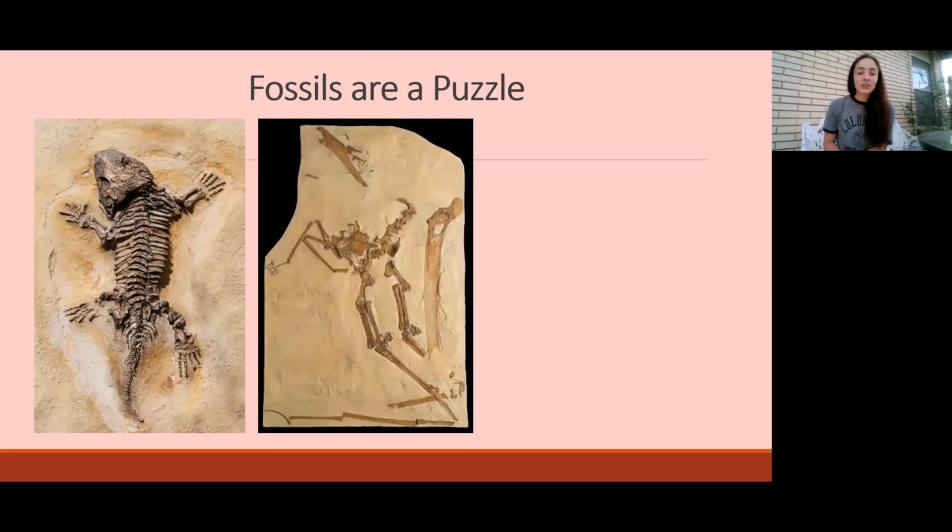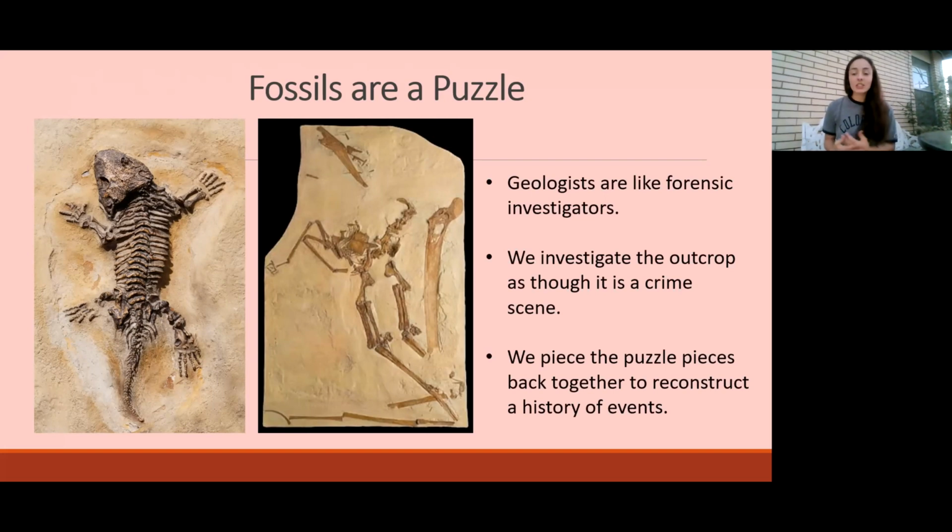We typically go up to an outcrop and we'll see something all scattered about, and we act like investigators. I don't know about you, but I love forensic shows and watching them come up with the criminal because they put all these puzzle pieces together and use scientific techniques. So I like to say that geologists are like forensic investigators. We investigate the outcrops as though it's a crime scene, and then we piece the puzzle pieces back together to reconstruct the history of events, the geologic history that occurred to make that formation of rocks look like that today.